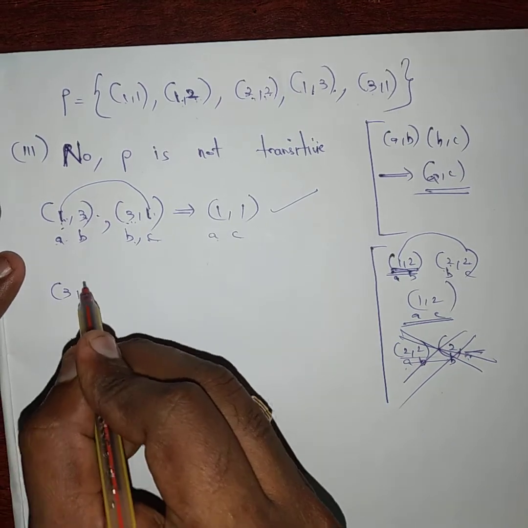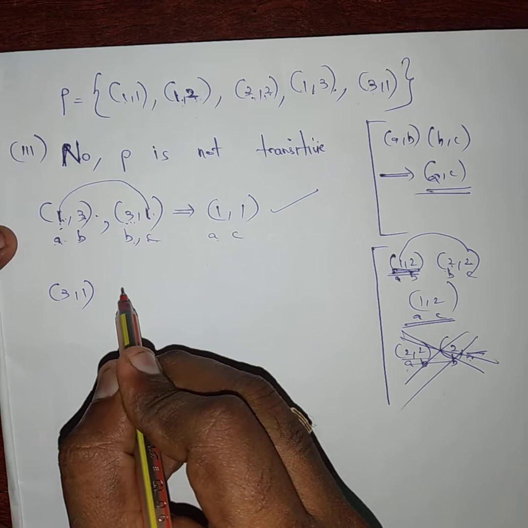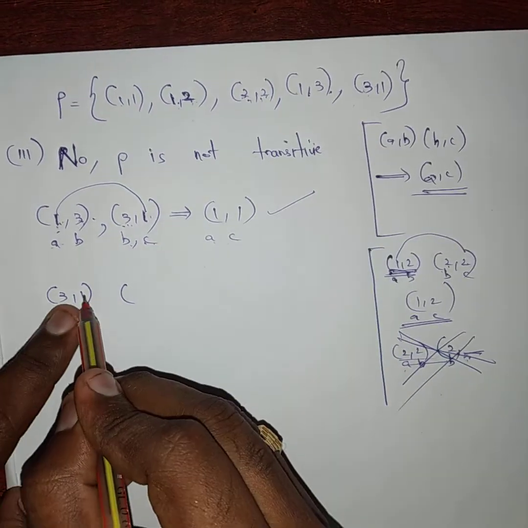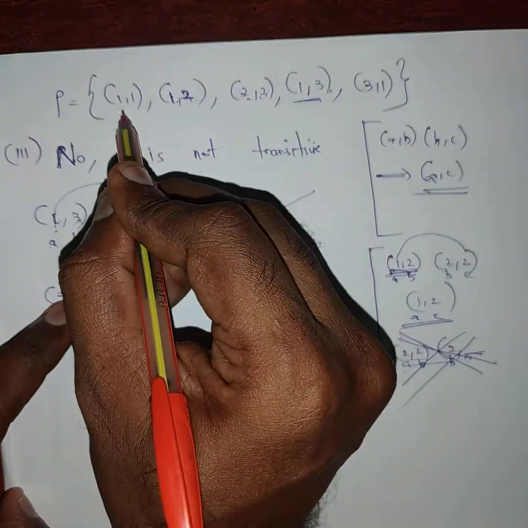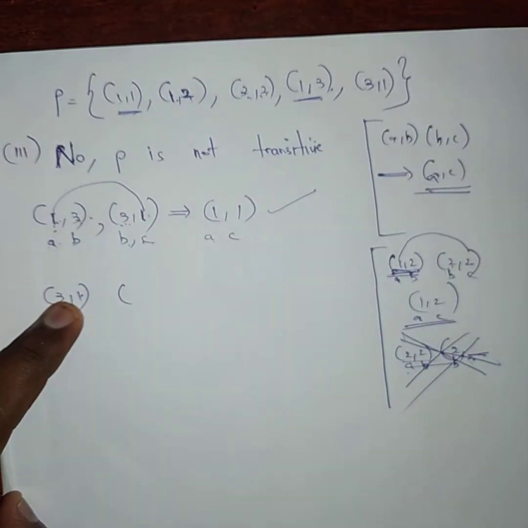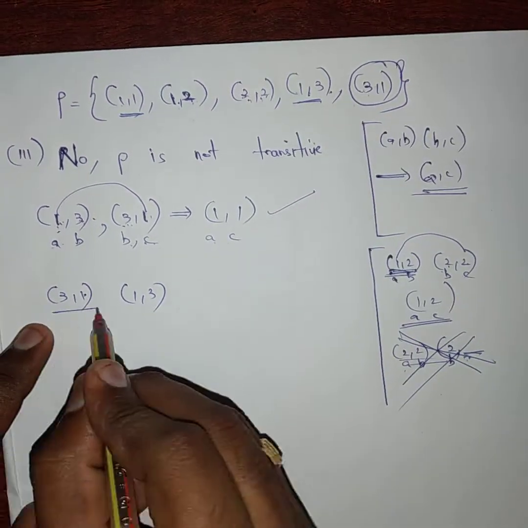Take 3 comma 1 carefully. For 3 comma 1, there is 2. Once again, 1 should be the start, 1 should be the start as two numbers. This number is possible and this number is also possible. First, I am going to take 1 comma 3. Then if I take 3 comma 1, I have taken 3 comma 1.